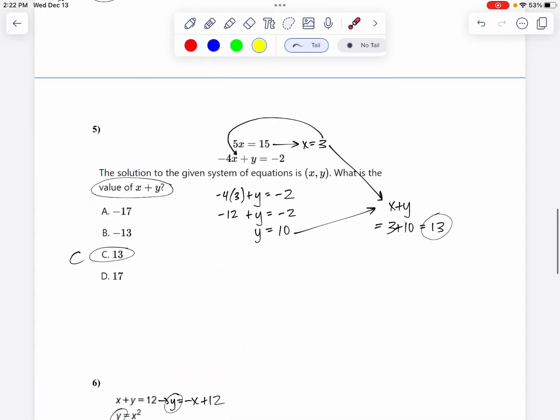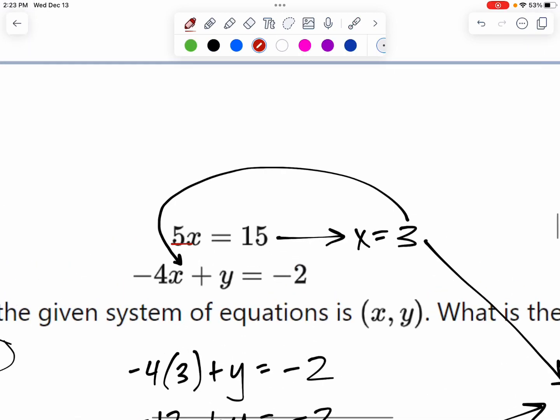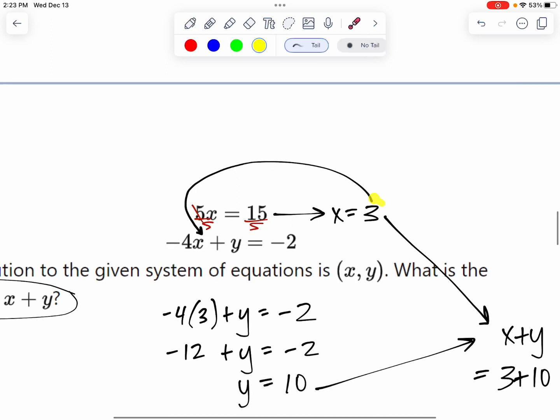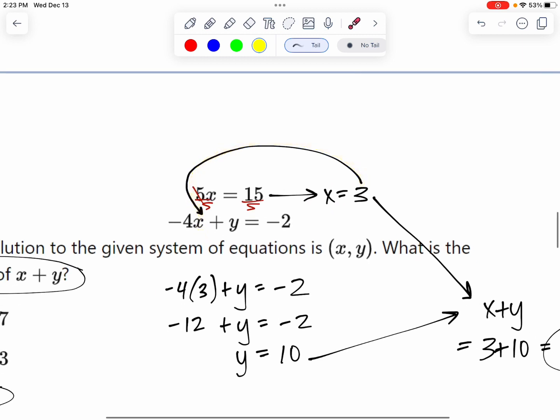Number 5, in this case, they don't want x, they don't want y, they want me to add both of them together. But I'm pretty sure that I can divide both sides of this equation by 5 and get 3. Divide by 5, divide by 5, super, that's how I got x equals 3, that is fantastic. And then, of course, take the 3 and plug it into the other equation. I did that work down here.